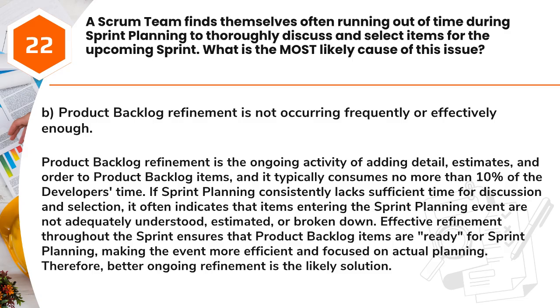Answer: B. Product backlog refinement is not occurring frequently or effectively enough. Product backlog refinement is the ongoing activity of adding detail, estimates, and order to product backlog items, and it typically consumes no more than 10% of the developers' time. If sprint planning consistently lacks sufficient time for discussion and selection, it often indicates that items entering the sprint planning event are not adequately understood, estimated, or broken down. Effective refinement throughout the sprint ensures that product backlog items are ready for sprint planning, making the event more efficient and focused on actual planning. Therefore, better ongoing refinement is the likely solution.